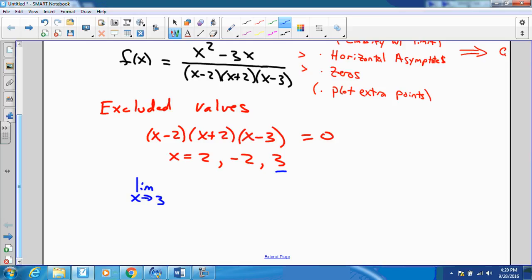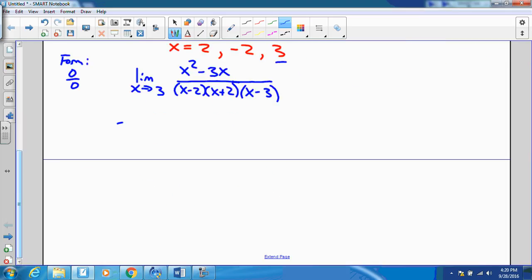To find out what's going on around x equals 3, I'm going to take the limit as x goes to 3 of x squared minus 3x over all of this. And when I take that limit and check the form, my form turns out to be 0 over 0, because 3 squared minus 3 times 3 is 0. And so this indicates to me that there is a common factor that can be canceled.